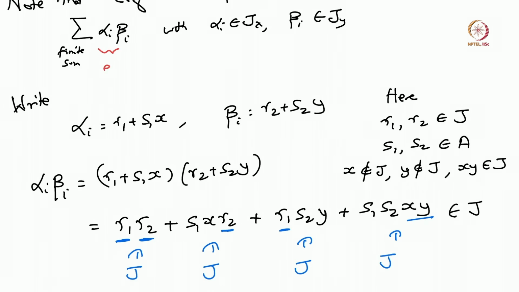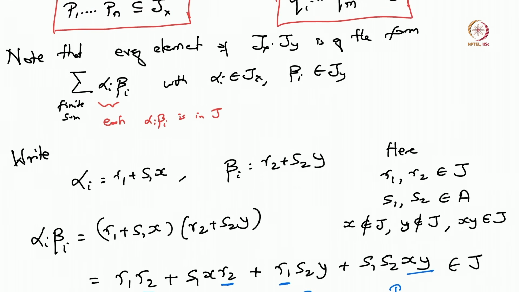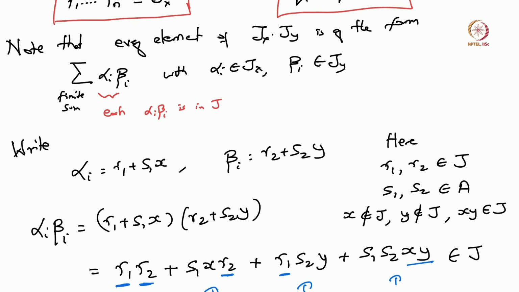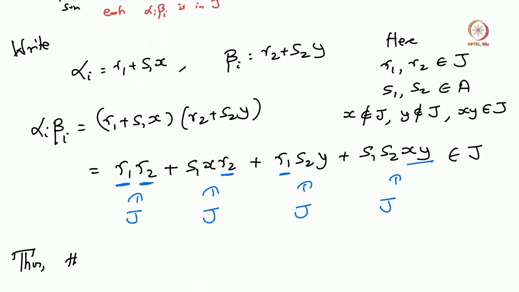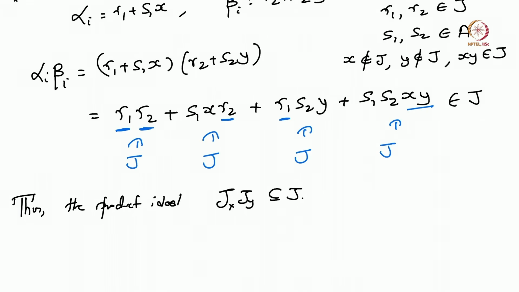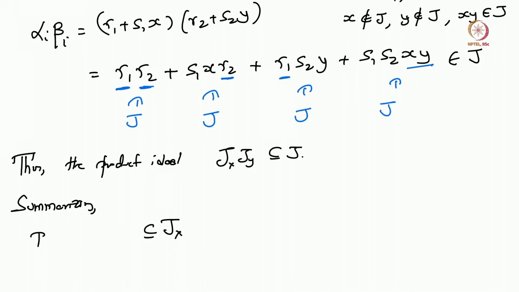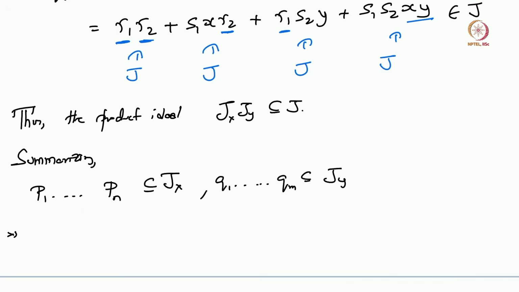So what we have is that each alpha I beta I is in J, and so that means that this sum has to be in J, and so the product ideal JxJy is inside J. Thus the product ideal JxJy sits inside J. So again, summarizing, we have that Jx contains the product P1 up to Pn, Jy contains the product Q1 up to Qm, and so if you multiply it out, the product P1 up to Pn, Q1 up to Qm is contained in Jx times Jy, but Jx times Jy sits inside J.